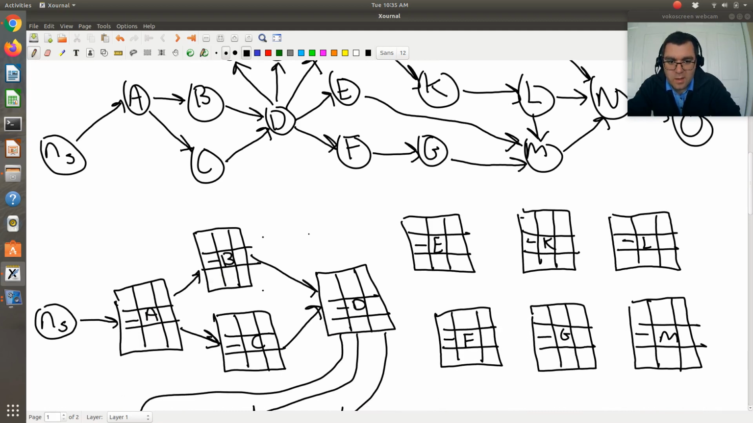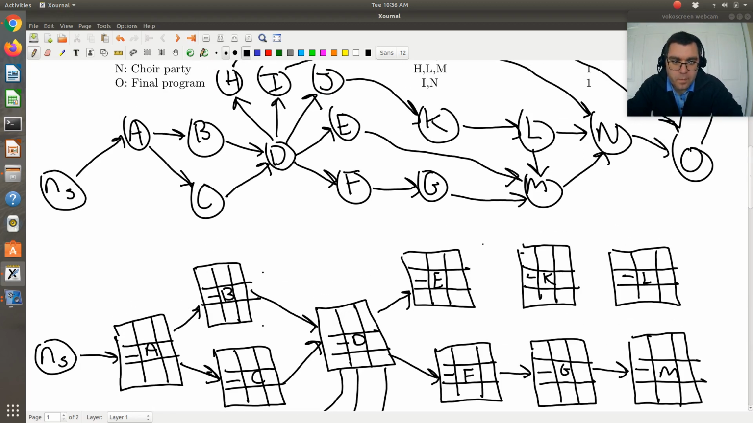D then connects to E and F. Okay, F goes to G, and G goes to M. E goes to M.